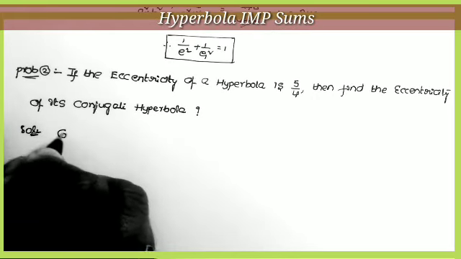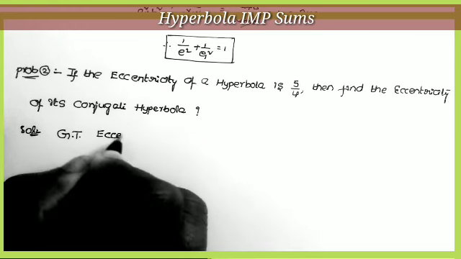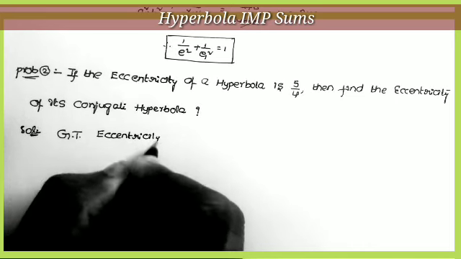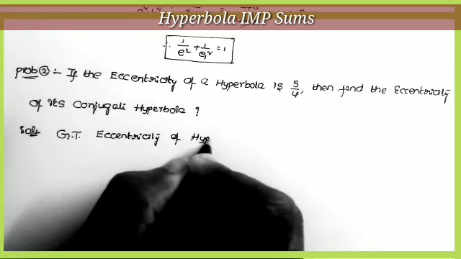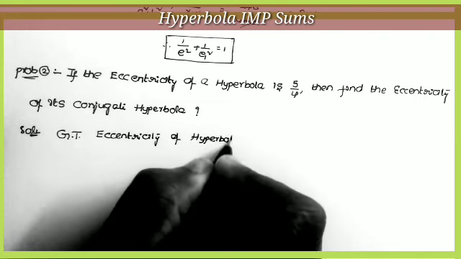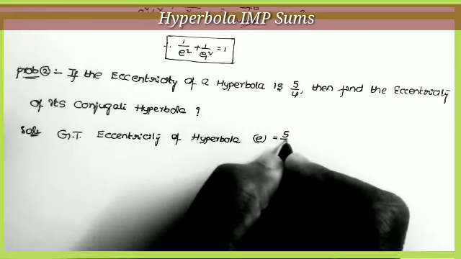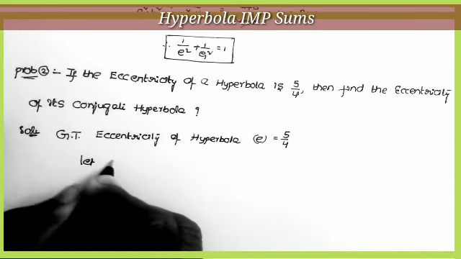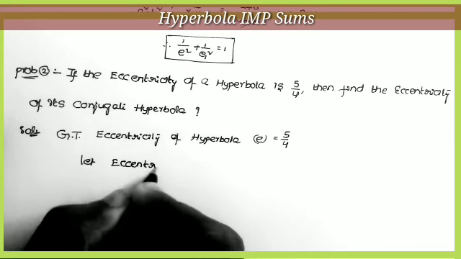First I am writing the value here. Given that the eccentricity of a hyperbola is equal to 5 by 4, and I am taking this as e. The eccentricity of the hyperbola is nothing but small e here. And I am taking the eccentricity of the conjugate hyperbola to be e1.